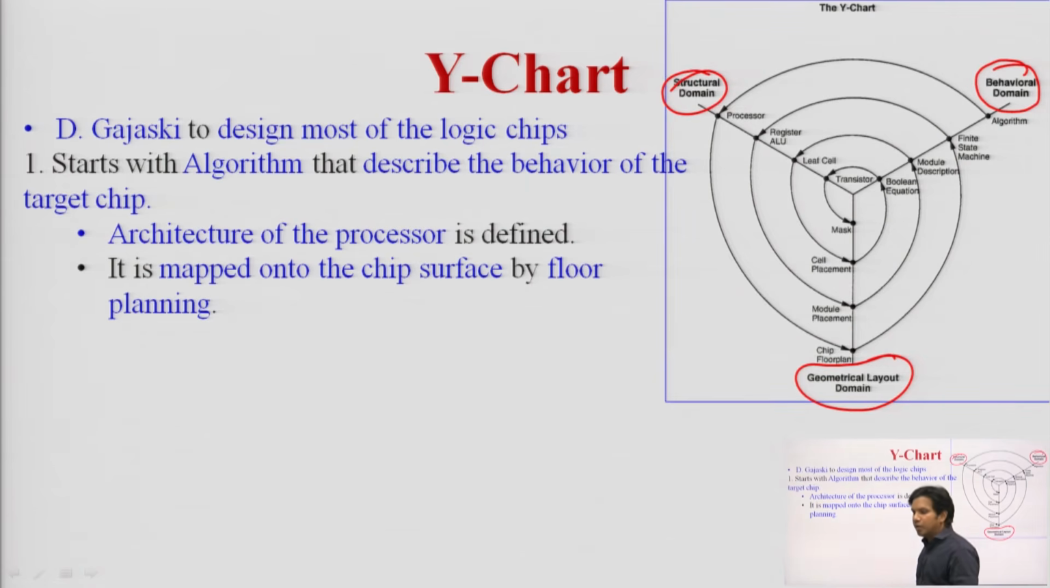That describes the behavior of the target chip, meaning what your expectation is, what kind of output you require. You first have to design the algorithm that can describe the behavior of the target chip, so that it can give a proper output. Then we go for the architecture, designing the architecture of the processor. Once you have defined the architecture of the processor, it should be mapped onto the chip surface by using floor planning, which can be done under the geometrical domain.